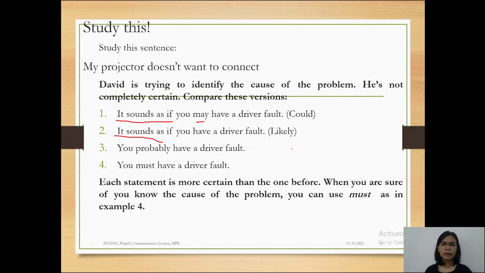Okay, so the first one indicates that it is the least certain, and the last one, number 4, is the very certain. If you look at the material in week 11, if I'm not mistaken, when we talk about certainty and uncertainty, this is the least certain and this is the highest certain, or you're very certain about it. So you use must as the very certain expression, and it sounds as if you may, that sounds like you are very much not certain about it. So you can use these expressions to indicate your certainty level.